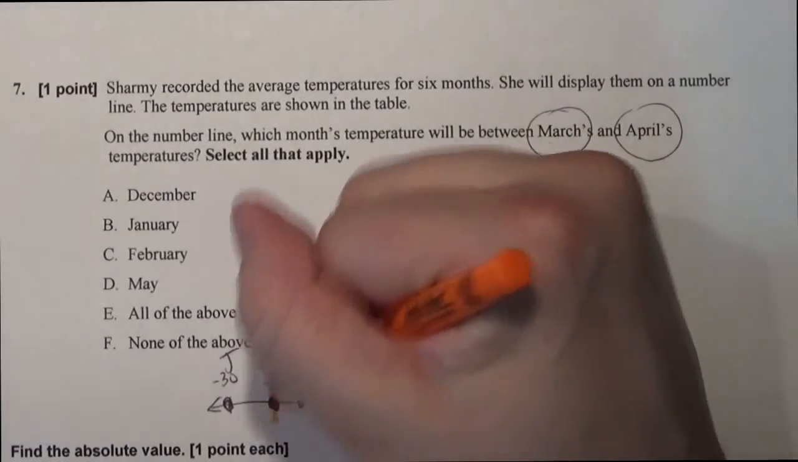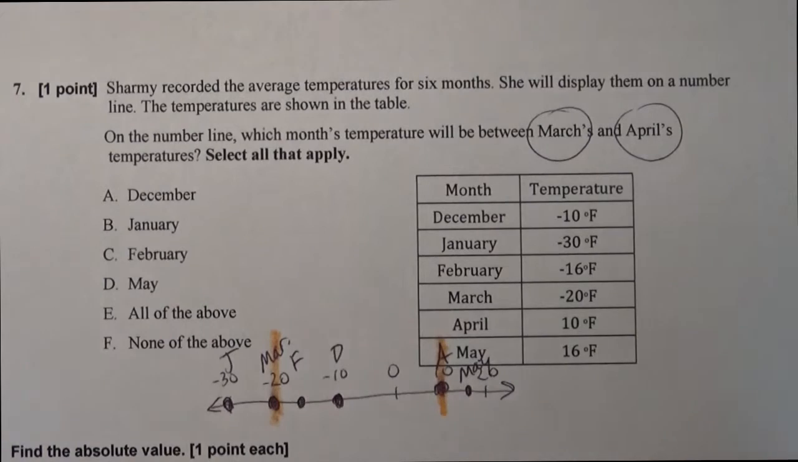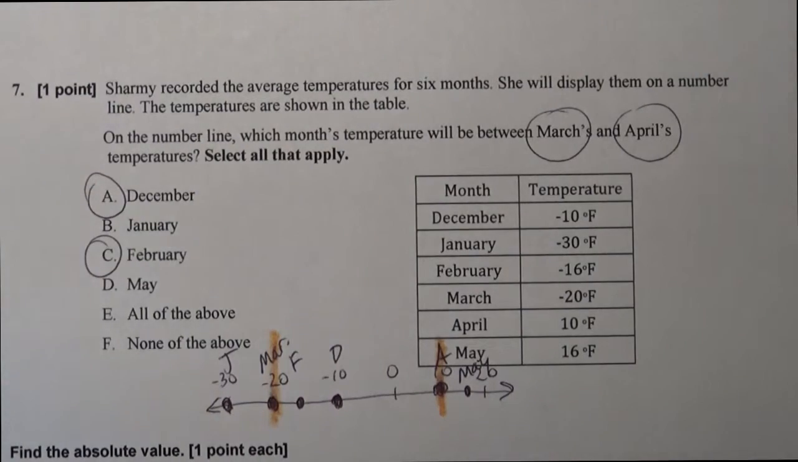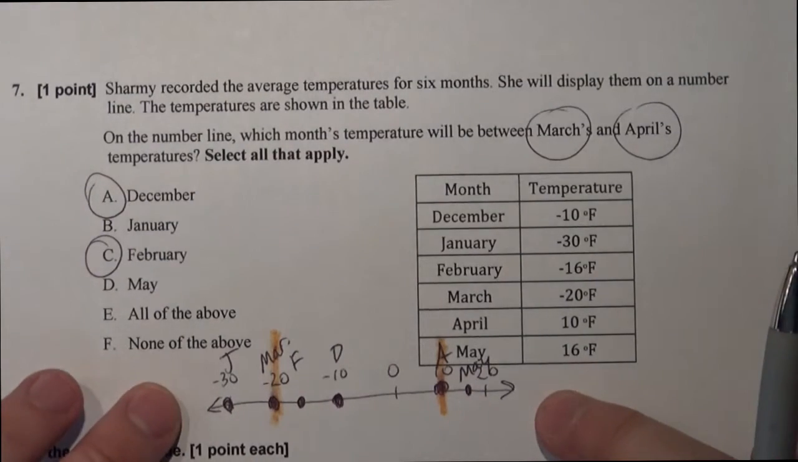Right here is March. If I look at this, I just did all the work for myself. I have February and December between March and April. May and January would obviously be on the outside. They are not between. So I mark February and December. Easy peasy, as long as I make my number line.